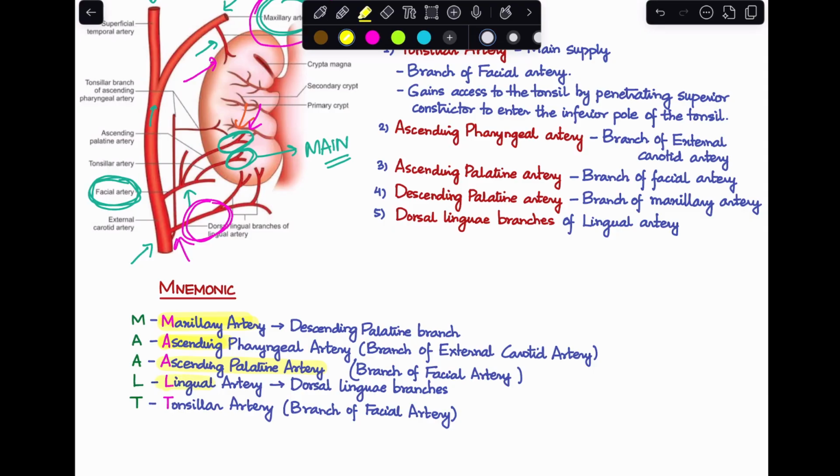L is for lingual artery, which gives off the dorsal linguae branches. And lastly, T is for tonsillar artery, which is a branch of the facial artery. So we have our 5 arteries over here, which we can remember with this mnemonic MALT.